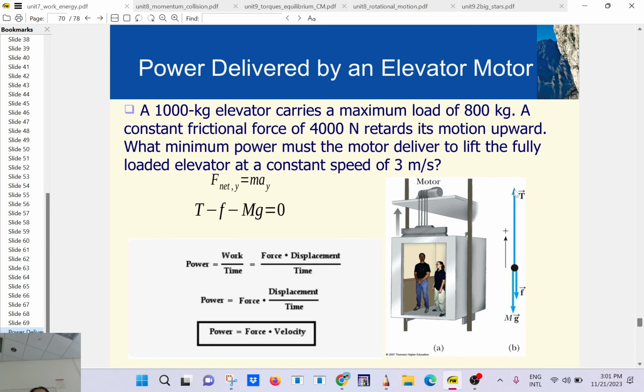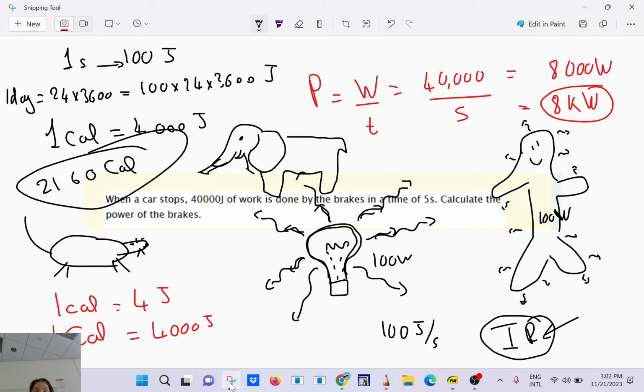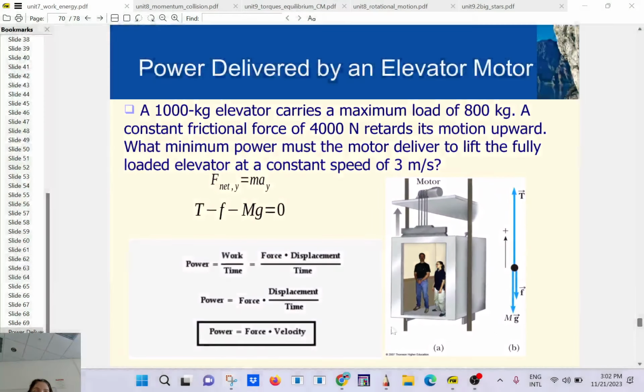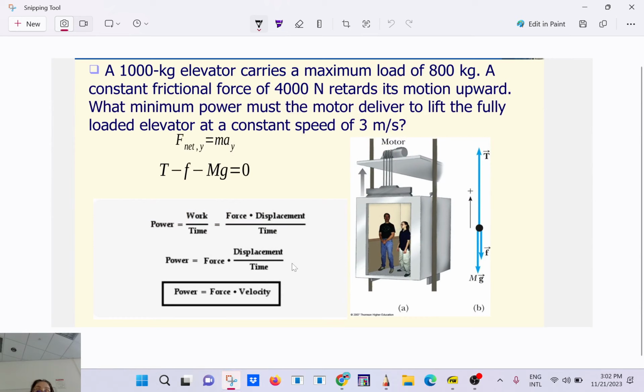So first step, find T. Because it's a dynamic equilibrium. So everything up equals everything down. And then you use that equation to find power. Okay, so power is the energy delivered by the engine per second. So yeah, the mass is, you see, you have to add. The total mass will be 1800 kilogram. So the first thing you want to find is T. Can you do that? Remember, everything up equals everything down.